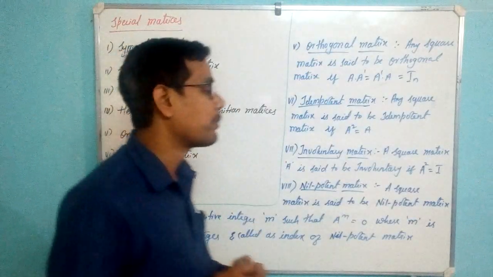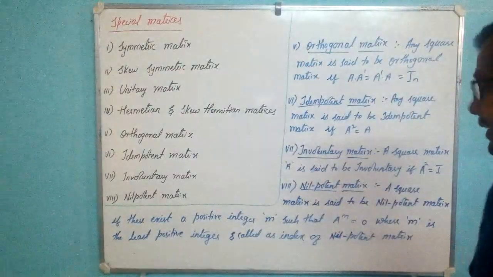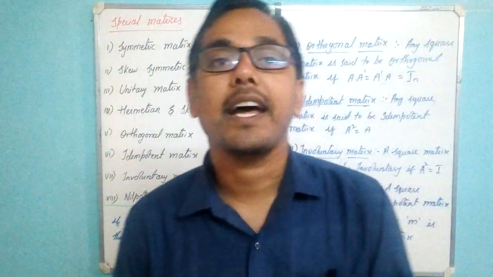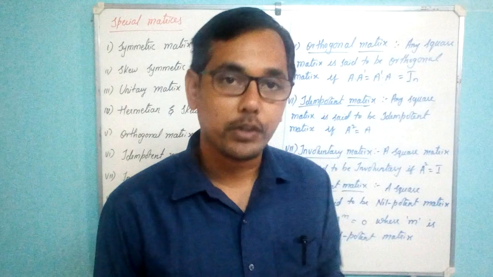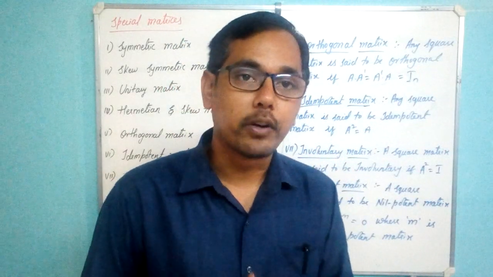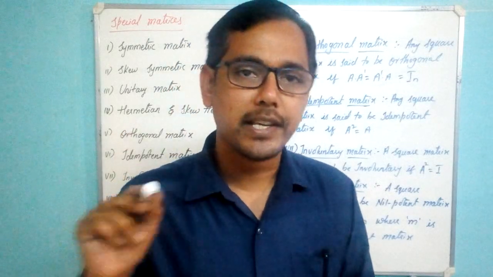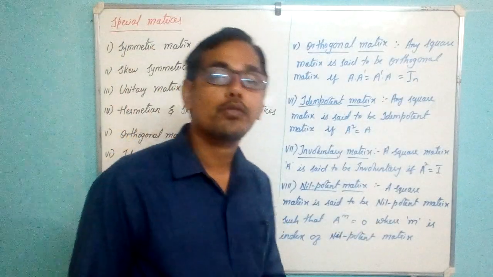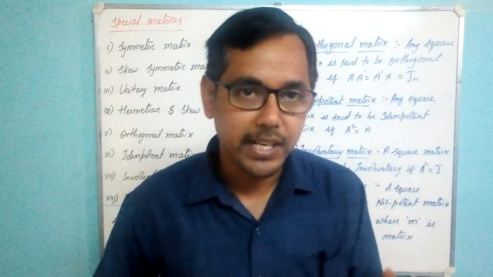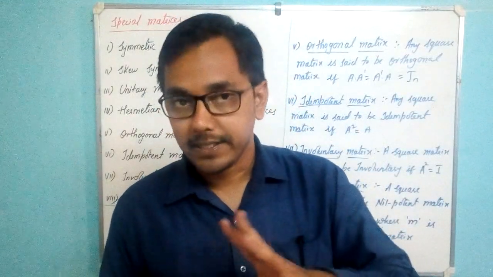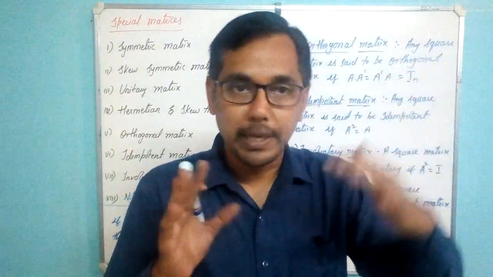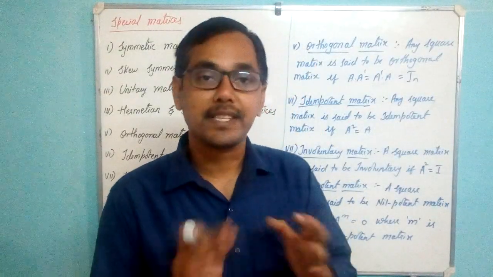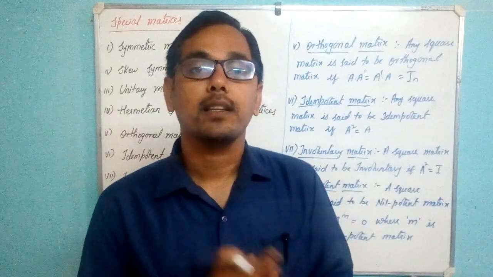Now comes the nilpotent matrix. So what is the definition of that? A square matrix is said to be nilpotent if there exists a positive integer m such that A to the power m becomes equal to 0. So if A is any matrix and m is an integer such that A whole power m will be equal to 0, that particular condition existing, then we call the matrix A a nilpotent matrix.